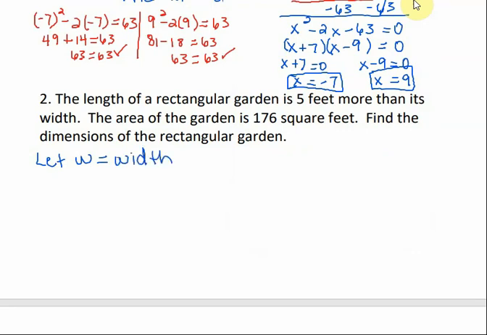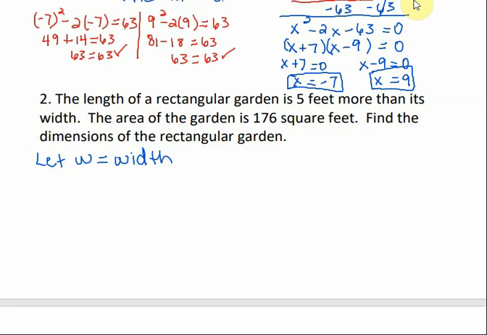Now, we cannot solve an equation that has more than one variable in it. So we can't use W for width and L for length. We need to write our length in terms of the width. Well, this says that the length is 5 feet more than the width.